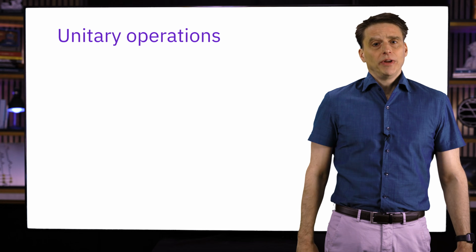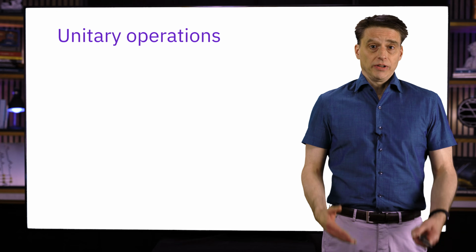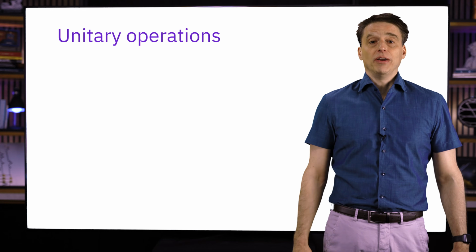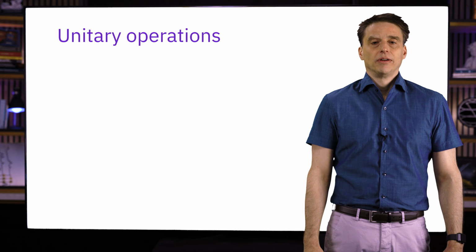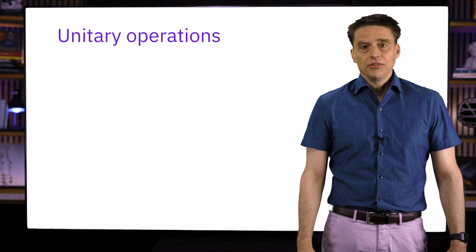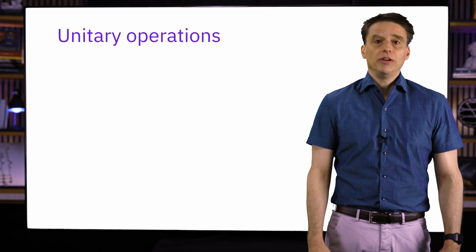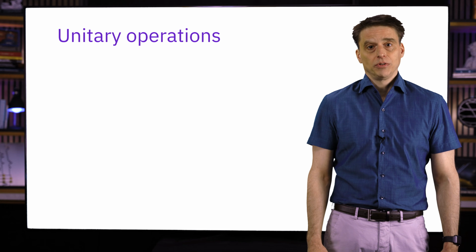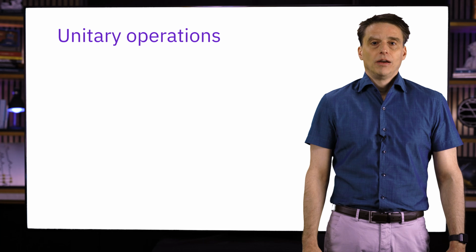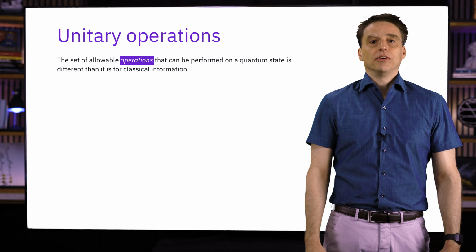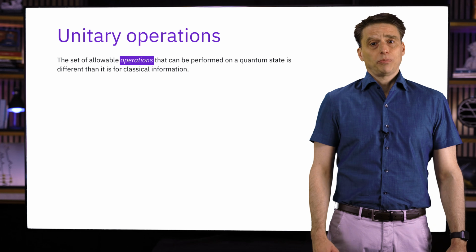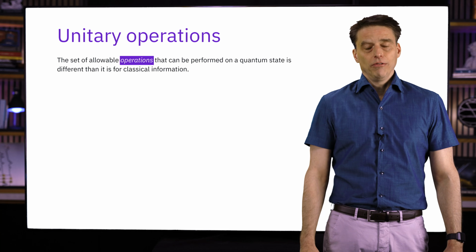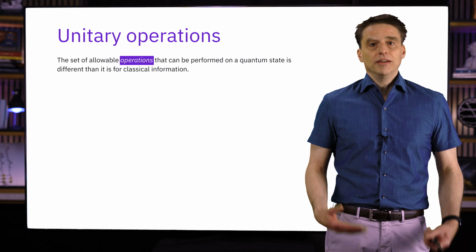We've talked about quantum states as well as measurements, specifically standard basis measurements, which provide a way to extract classical information from quantum states. The remaining topic for this lesson is operations, specifically unitary operations, which describe how quantum states of systems can be changed. Naturally, given that quantum state vectors are different from probability vectors, you would expect that the set of allowable operations on quantum states is different than what we have for classical information, and indeed that's the case.